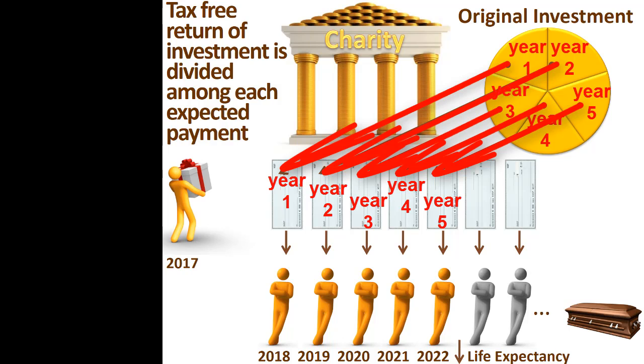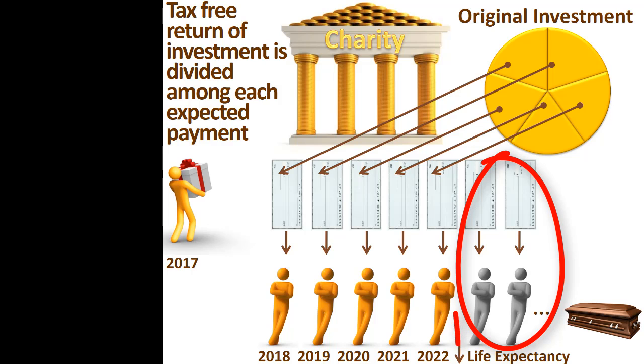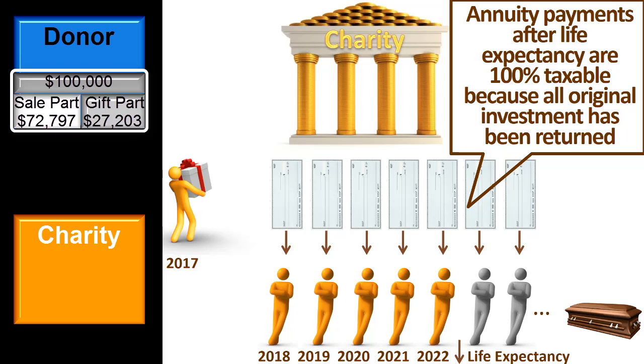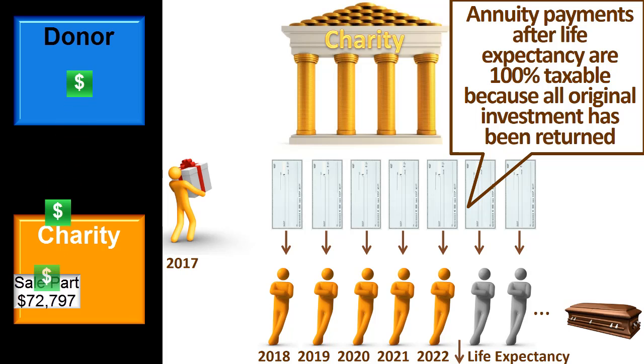But what happens once the entire original annuity portion cost has been returned? In other words, what happens if the annuitant outlives his or her expected return multiple? Once the entire original investment, in our example $72,797.20, has been distributed to the annuitant, there is no part of the original investment left.